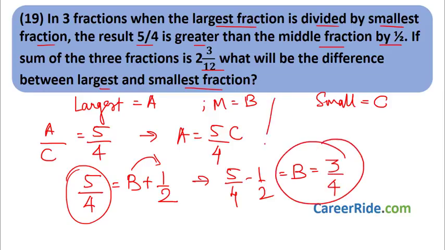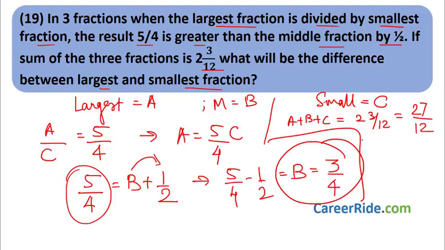Also they have given that the addition of all the three fractions is 2 3 by 12. So A plus B plus C is 2 3 by 12. That is 12 2s are 24 plus 3 is 27 by 12. What is the value of A? We can express everything in the form of C. Value of A is 5 by 4 C, value of B is 3 by 4, plus C equal to 27 upon 12. When you solve all this, what you will get? You will get value of C as 2 upon 3.